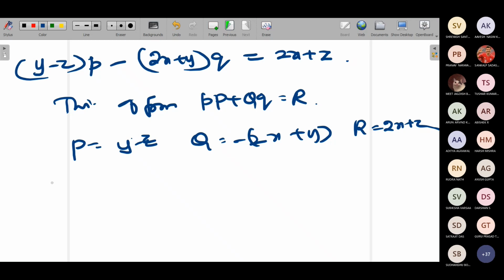Such that the denominator value should be equal to 0. So choose y minus z, minus 2x minus y. So plus y minus y became minus 2x. So choose the multipliers 1, 1, 1.